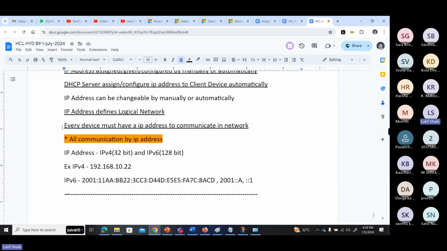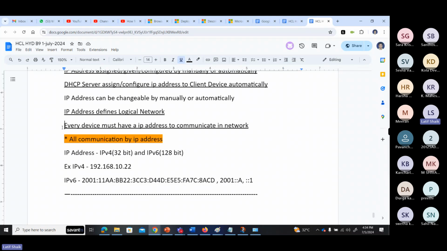Without an IP address, we can't communicate because there is no network, no logical network. If you don't define a logical network, you cannot communicate. How do you identify a device in the network so that we are able to communicate, right? You are traveling somewhere, or in your college, you should identify a person, right? With a name or some number you have to identify. Then only you are able to communicate.